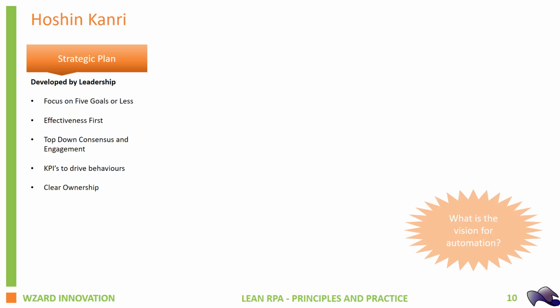Key items to consider when developing a strategic plan are, first, to focus on 5 goals or less. Focusing on a small number of goals makes success far more likely than dissipating energy across dozens of goals. Or looking at it another way, if everything is important, nothing becomes important. Effectiveness first. Efficiency is doing the thing right, while effectiveness is doing the right things. Strategic goals need to be effective.